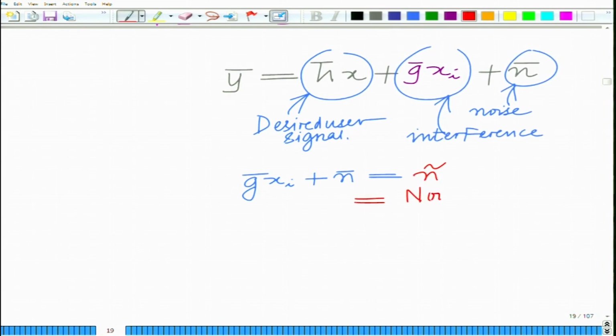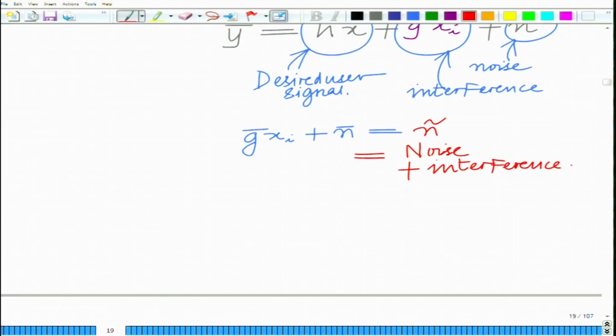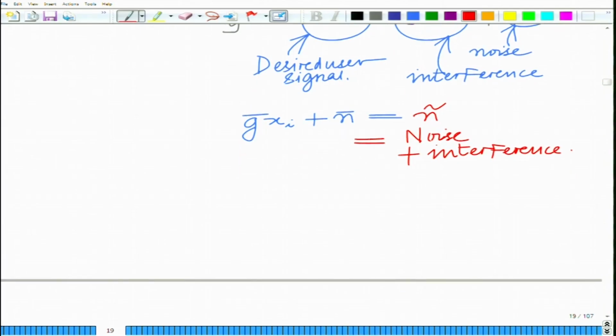This is your noise plus, you can also think of this as multi-user interference, because this interference is arising because of other users. So, this is noise, unlike for instance, let us say intersymbol interference, this is your multi-user interference arising from the other users. Okay. So, you have noise plus interference, and now we want to compute the noise plus interference covariance, the covariance of the noise plus interference.